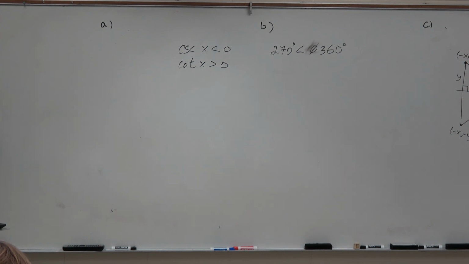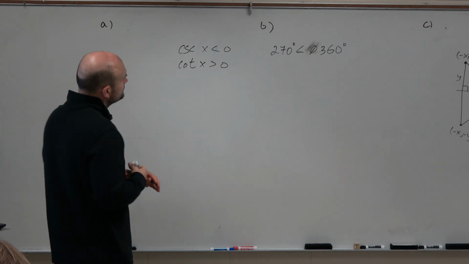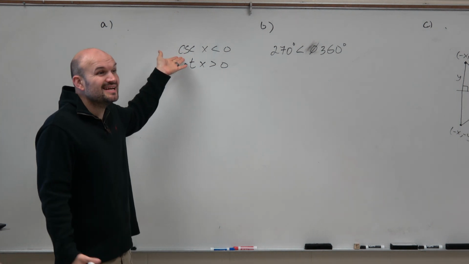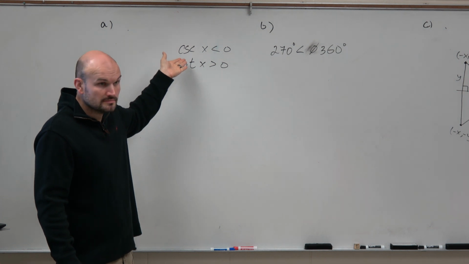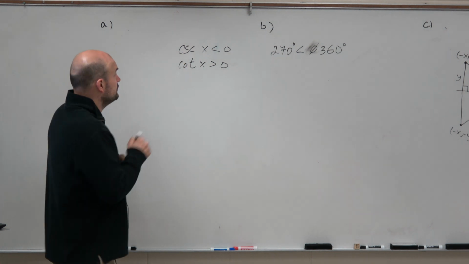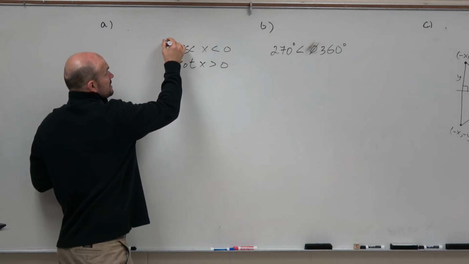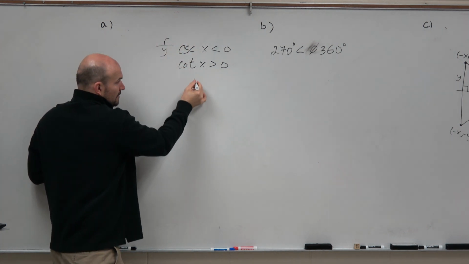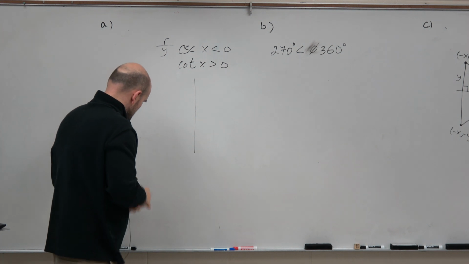So in this first example, I think the main thing is understanding cosecant is hypotenuse over opposite is not going to help you for this question. Agreed? However, if you understand that cosecant is r, hypotenuse, over the y-coordinate. Now, again, we're trying to identify the quadrant.